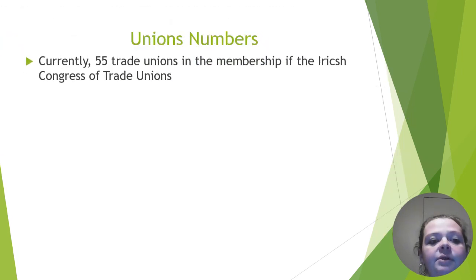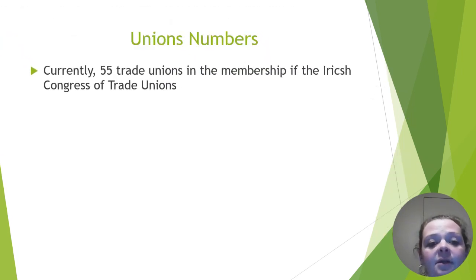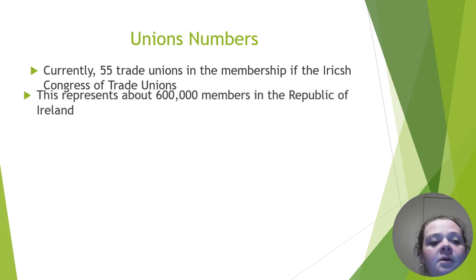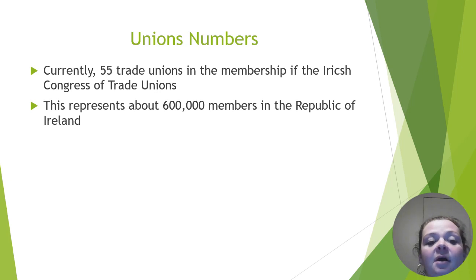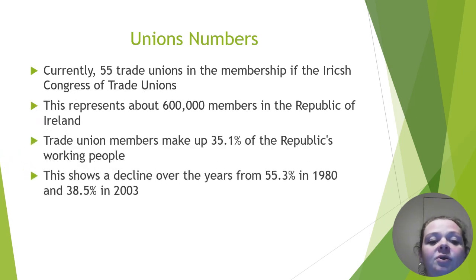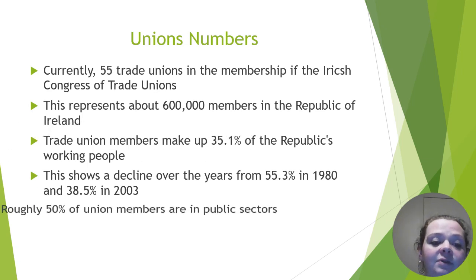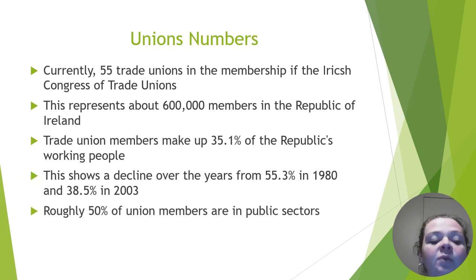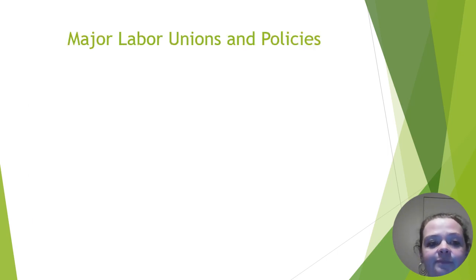In the union numbers, there are currently 55 trade unions in the membership of the Irish Congress of Trade Unions. This represents about 600,000 members in the Republic of Ireland. Trade union members make up 35.1% of the Republic's working people, and this shows a decline over the years from 55.3% in 1980 and 38.5% in 2003. Roughly 50% of union members are in public sectors.